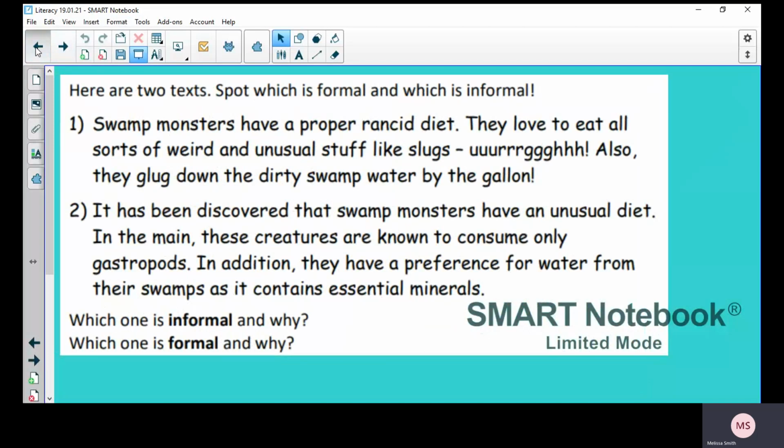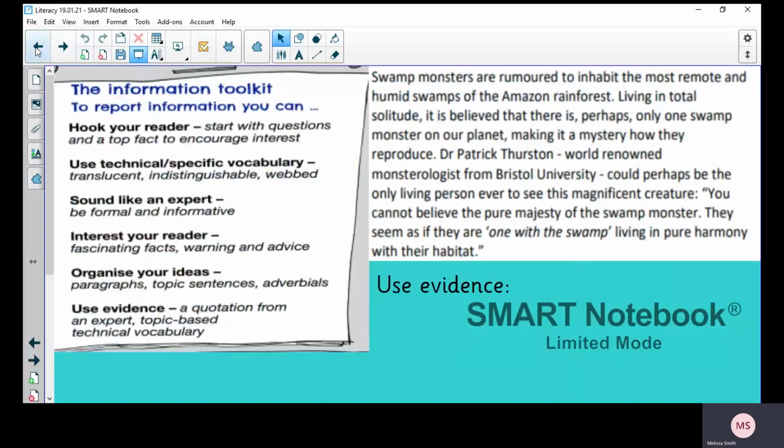So today, for your first task, what you will have is all of these devices. You will have the model text, and I want you to read through and see how many you can find for each device. So for example, for this one, there's only ever going to be one hook because there's only ever one start to the text. So this one, you'll only have one rhetorical question, one fact, but technical specific vocabulary, sounding like an expert, interesting your reader, this one, and the evidence is used throughout. So read through the model text, find as many examples for each one and write them on the to-do.